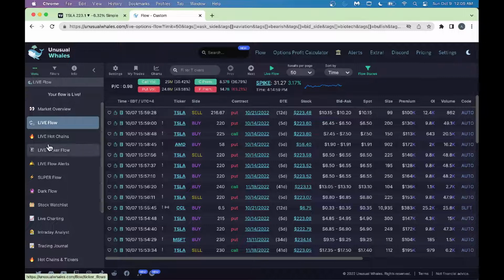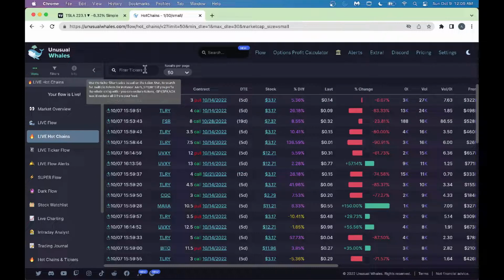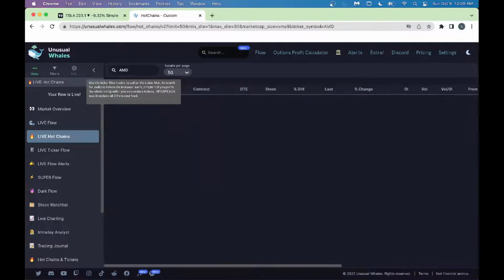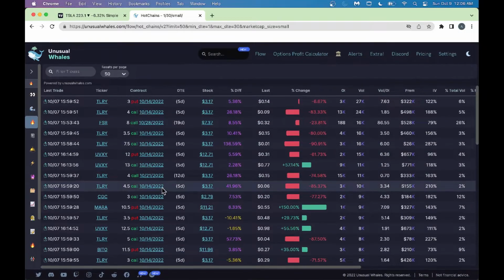Let's go into hot chains. Hot chains is one of my favorite plays on this platform. As you click on hot chains, you got all these hot chains here. Mainly I love to look at individual stocks and look at their hot chain. For example, let's look at one of my favorite stocks of late, which is AMD, which came down drastically, as many of you know. All right, let's remove this. Hot chain is a collection of hot chains, as you can see here. Let's close this. We can look at these hot chains.